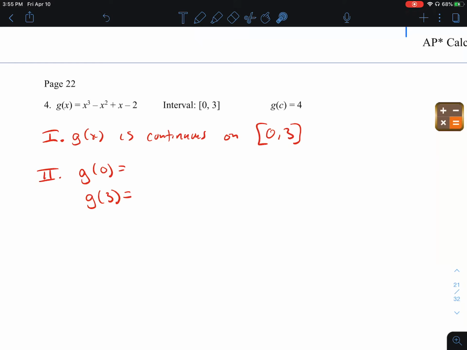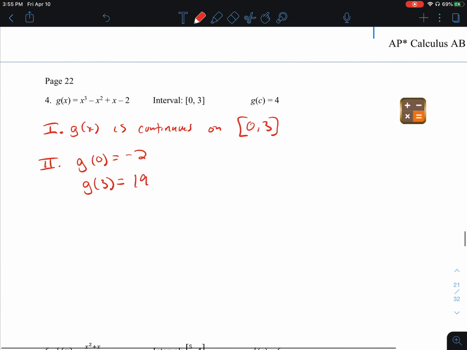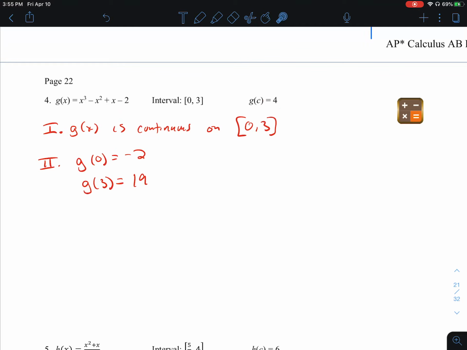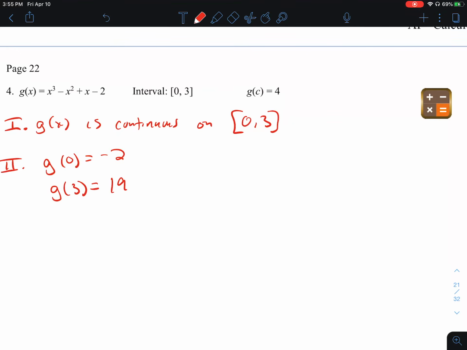Well, using my calculator, I can just go ahead and put into y1 this function, and then I could use the table and put a 0 in for x, or I could look at the graph and say, second calculate value 0. I'm going to get negative 2. If I put a 3 in for this, I'm going to get a 19. Notice there's no other work to show for that to get credit on the AP test if you're allowed to use a calculator. And then we want to know, is 4 between these y values? Sure is. g of 0 is less than g of c, which is 4, and that is less than g of 3.